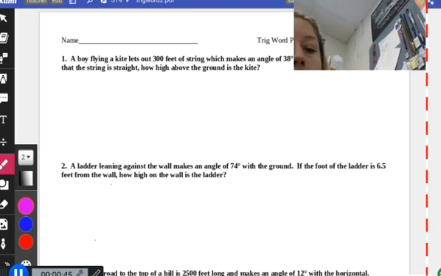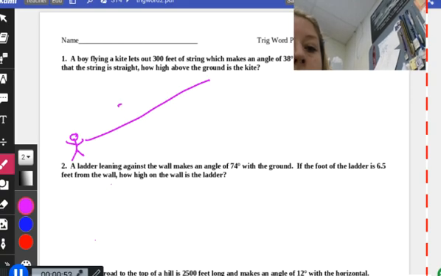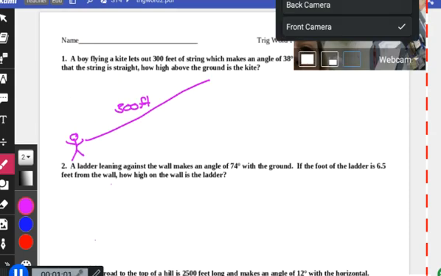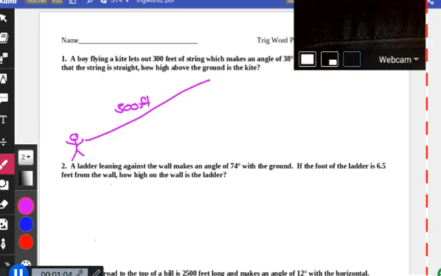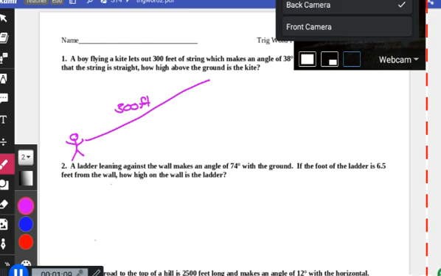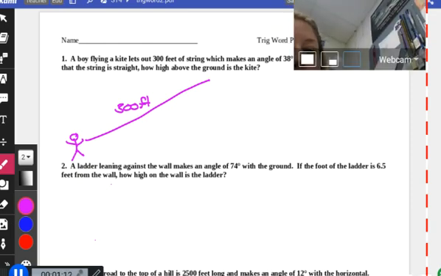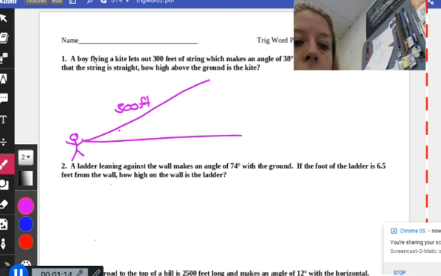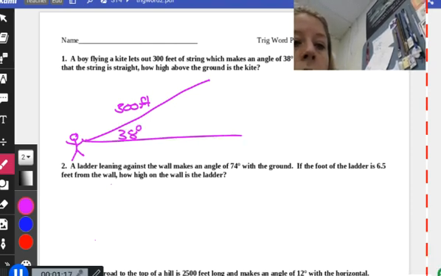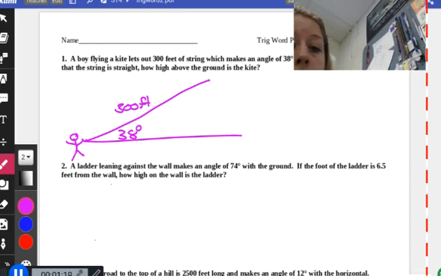All right, a boy lets out 300 feet. So we've got a boy, 300 feet of kite string. So the kite string is going to go like that, and it makes an angle of 38 degrees with the ground, so that's a 38 down here. If the string is straight, how high above the ground is the kite? So we're looking for the vertical height.